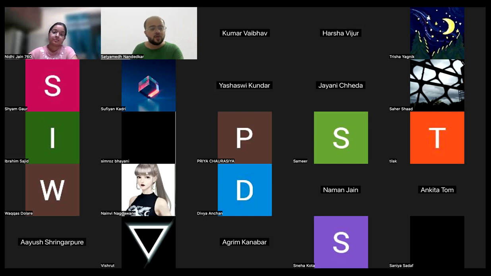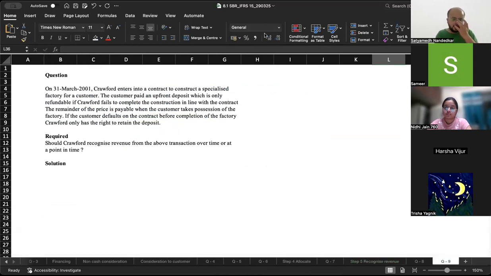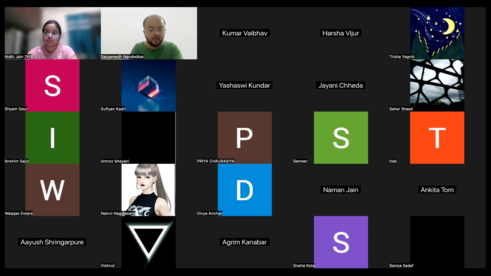Now, to check how much of the work is done, you could either use the input method or the output method. The output method will be a survey of performance or how much time has lapsed. The input method will be, you will have to check out of the total expected cost that you thought you would incur, how much amount has been incurred till date. So that is the test to determine how much of the work is complete. Okay. Now, this was the fifth step. Again, the accounting standard does not specifically tell you कि यार इतना out of these 5 conditions, 4 conditions must be fulfilled or 3 conditions must be fulfilled. ऐसा कहीं पे भी नहीं है.